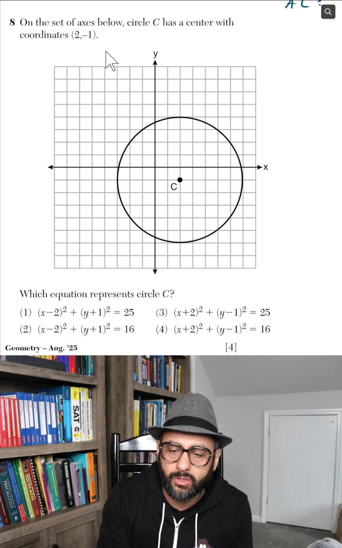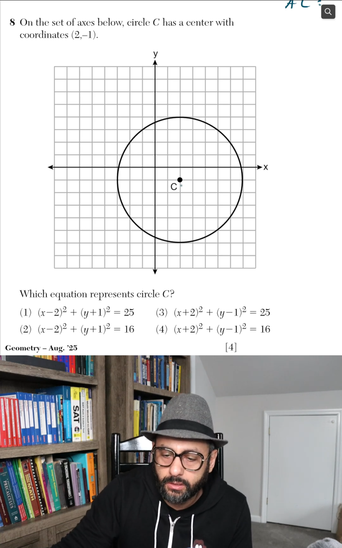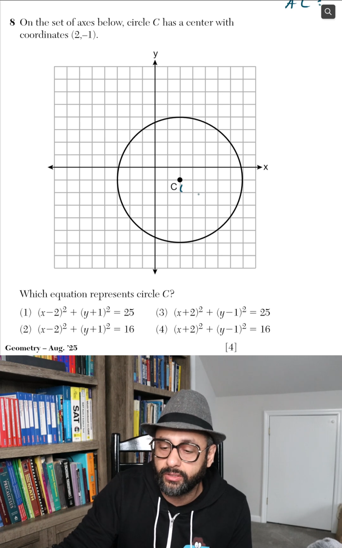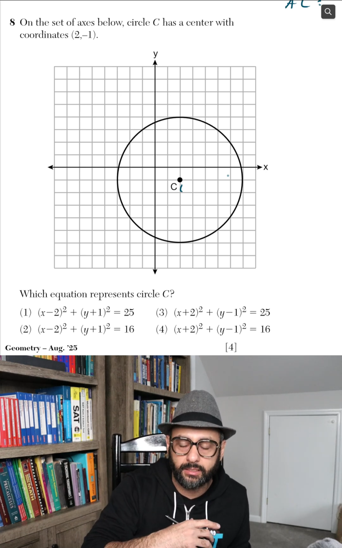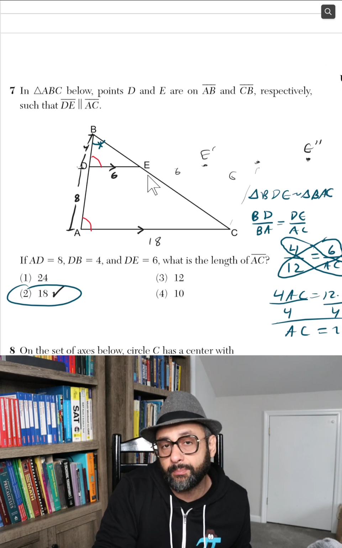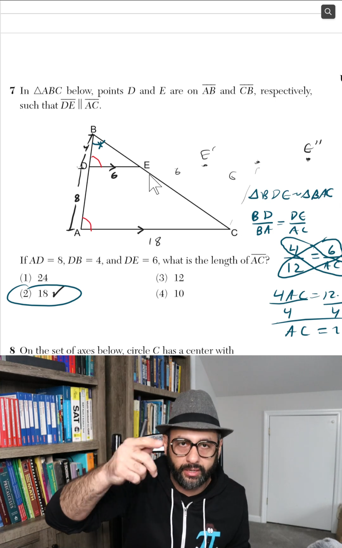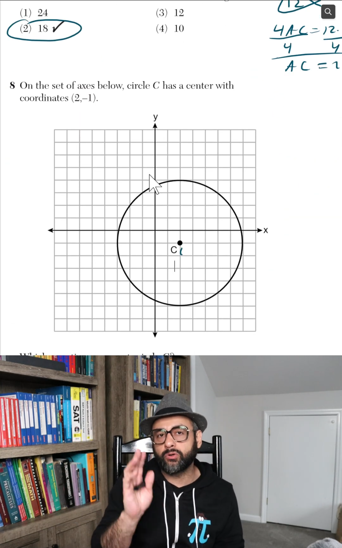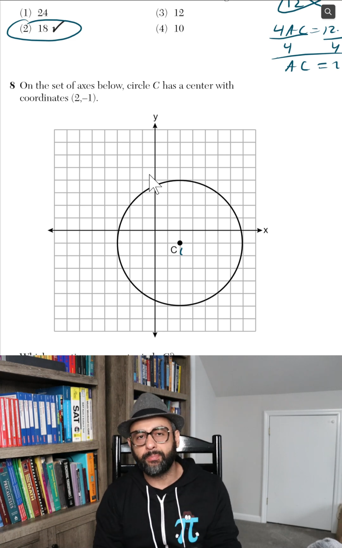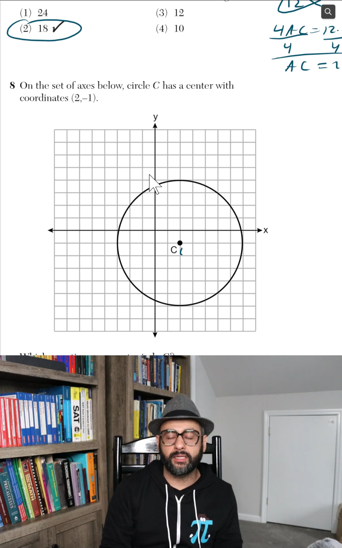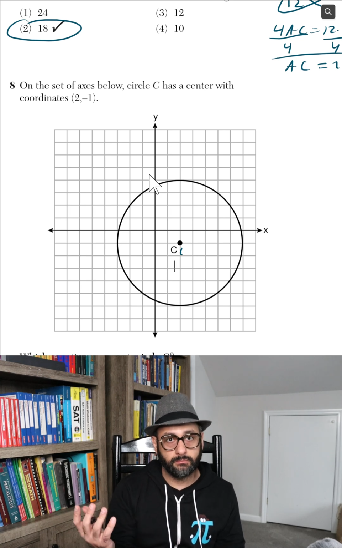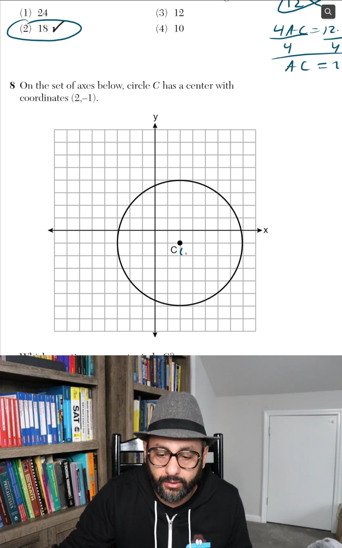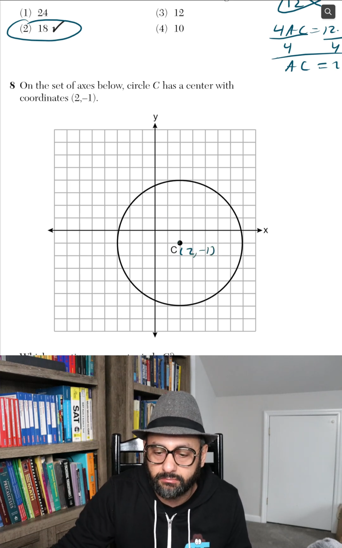So on the set of axes below, circle C has a center with coordinates 2, -1. Sure does look like 2, -1. When they graph, they actually have to graph accurately. Forget about just drawn to scale. Graphs have to be drawn accurately. In other words, this diagram need not be drawn to scale, although we just found out that every diagram so far is drawn to scale. But graphs are absolutely required to be drawn to scale because the graph paper exists. And the things that are on the graph paper have to mean what the graph paper says. So on the graph paper, 2, -1, and in fact, does look like that.